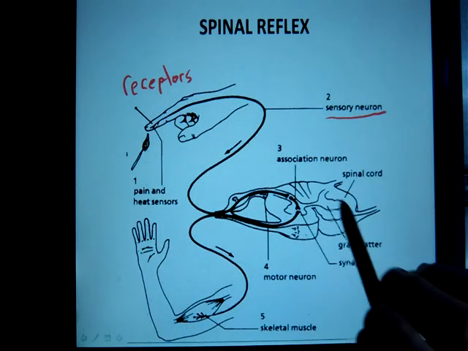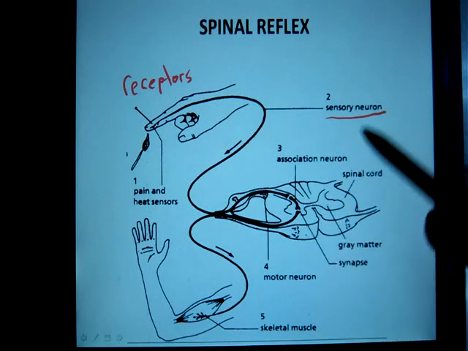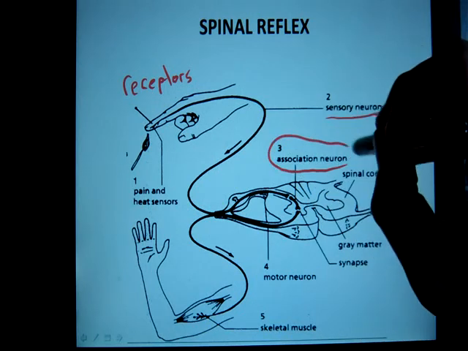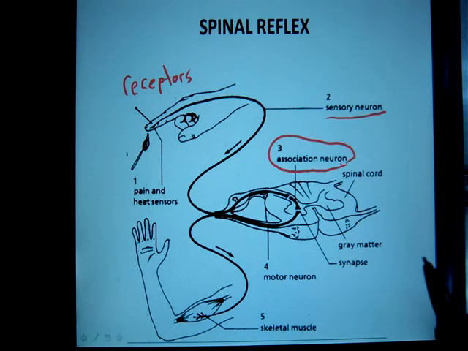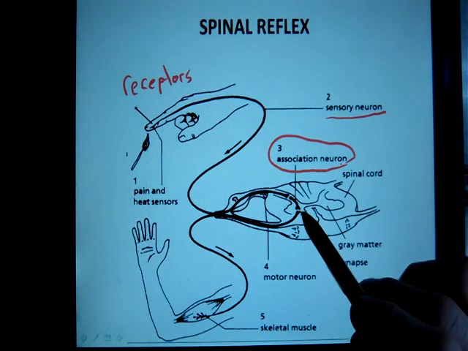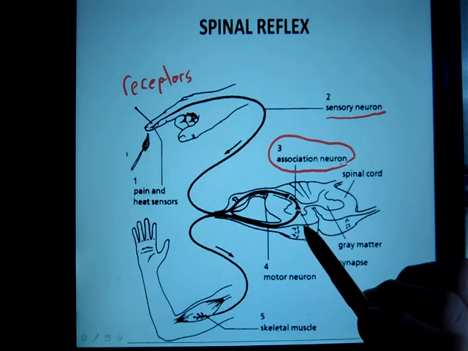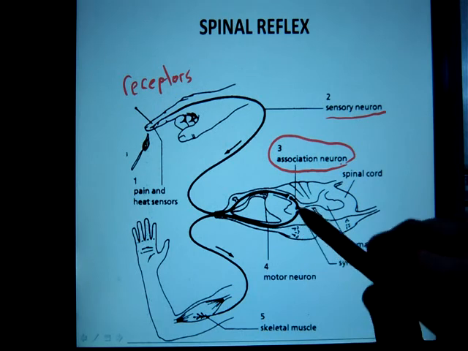So this is a cross-section of your spinal cord. And when it gets there, it's going to communicate with an association neuron. I like to use the term interneuron. It means the same thing. Now, interneurons or association neurons are neurons that are located within your central nervous system, so within your brain and your spinal cord. And when the signal gets to that association neuron, it's going to communicate with the appropriate motor neuron. Okay, so this is the next step.